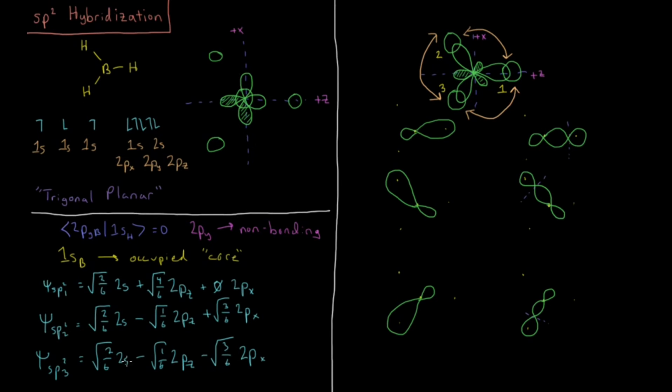And you'll notice it's the same thing, except we switch the sign on the 2px part, now going down. So that's the nice point that you see there, that all of these are normalized. The sum of the squares of their coefficients add up to 1, but also that they are orthogonal. So the orthogonality also implies that the overlap of any two of these orbitals is 0.